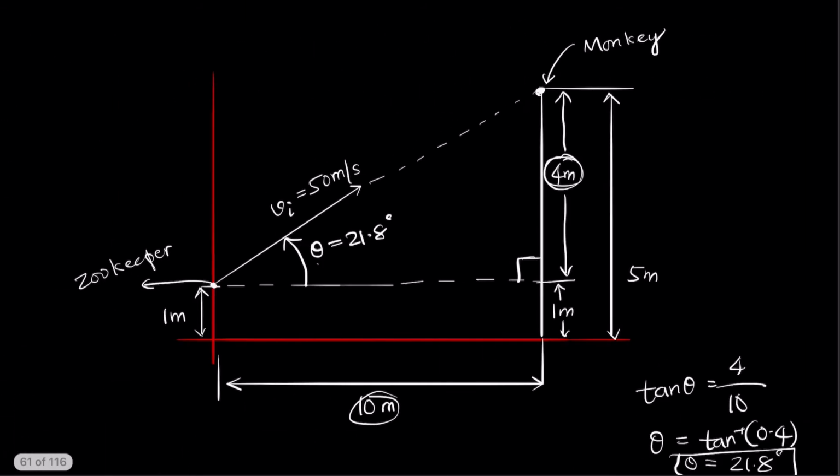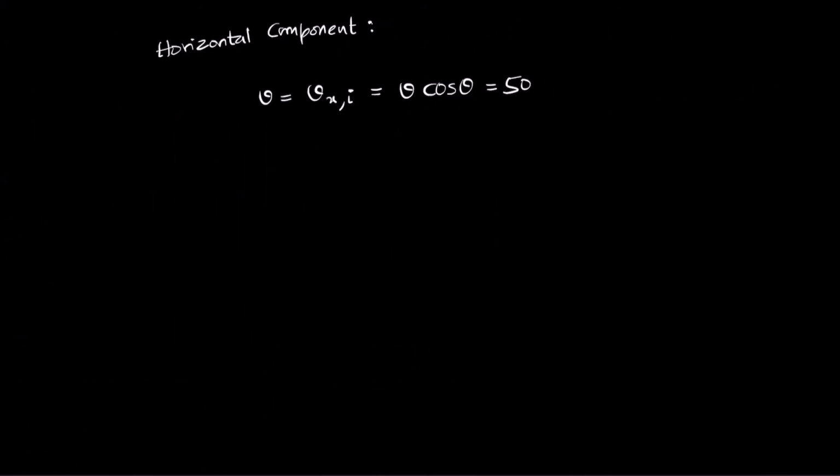So in the horizontal component, the velocity is the x component of the velocity, which becomes v cos theta. So v here is 50 cos 21.8 degrees. Next, acceleration ax is 0, and delta t is the time of flight, right? So this is the time of flight. Time of flight basically means the amount of time that it takes to reach the ground. Next, delta x is the total horizontal distance.